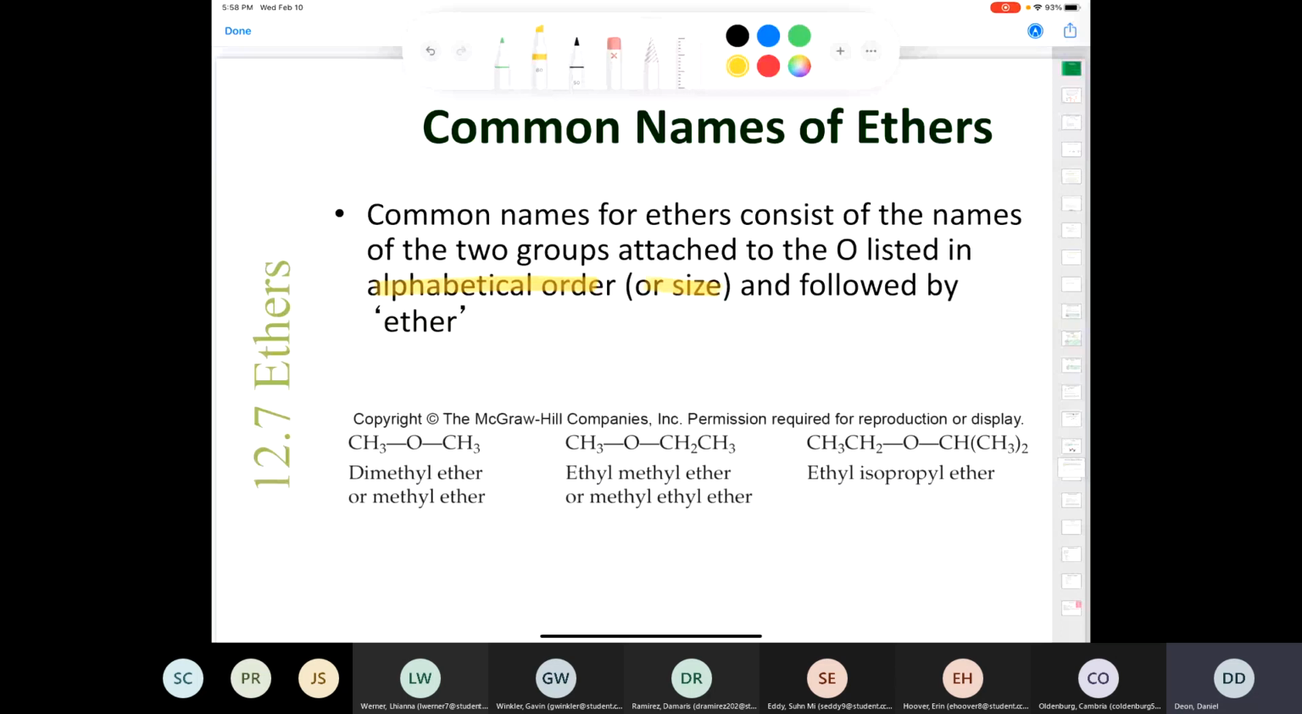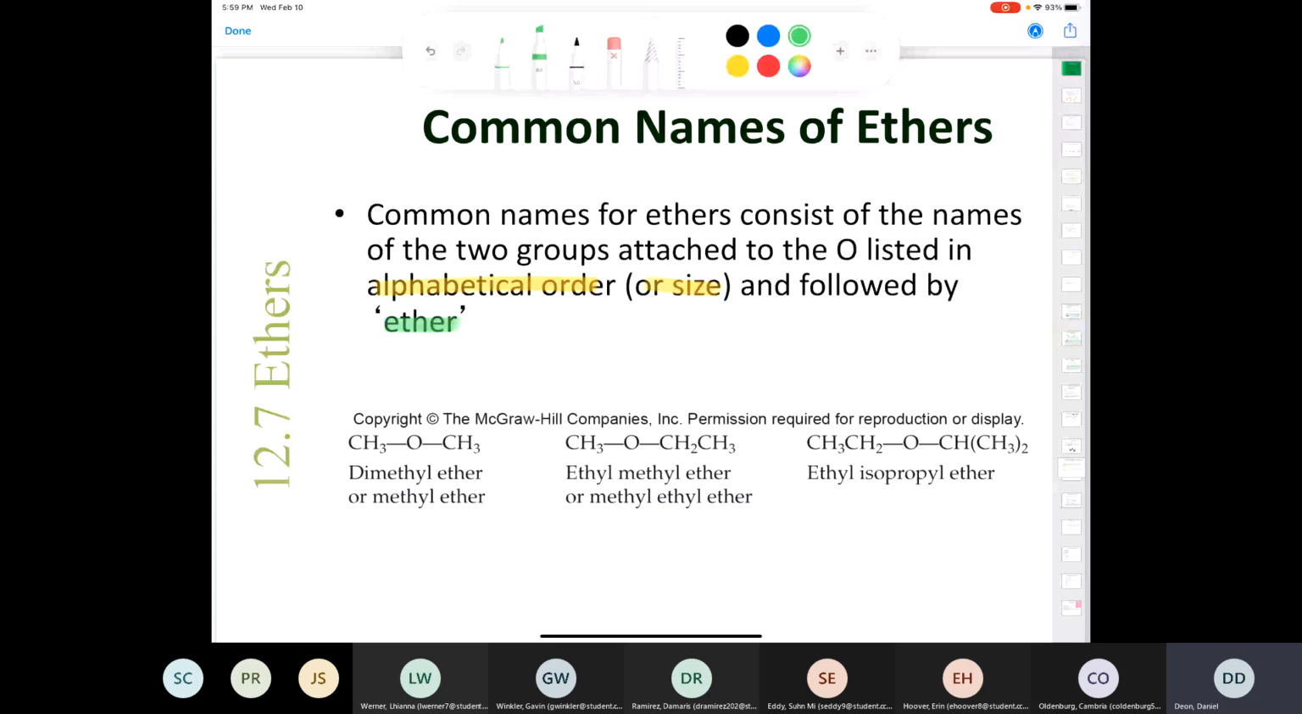Let's take a look at some examples. If you look at the first one, we have two methyl groups attached to our oxygen. So that would be dimethyl, and there's no alphabetization to worry about. And there's no size difference, right? They're both identical. So you'd call that dimethyl ether.